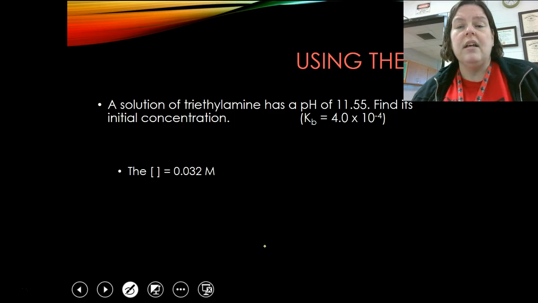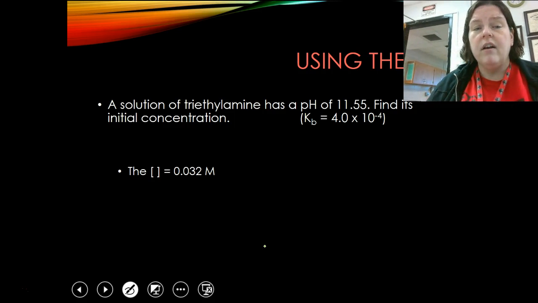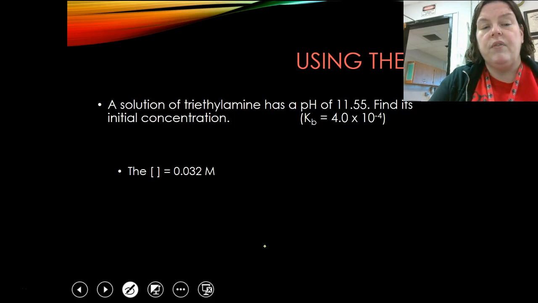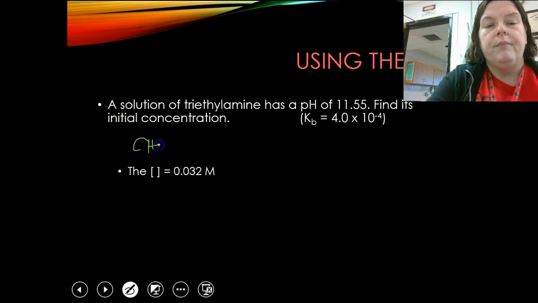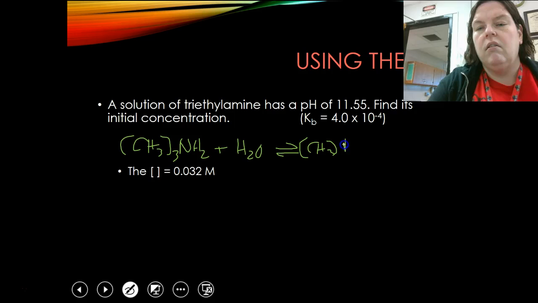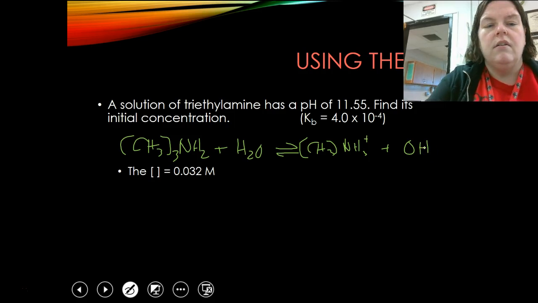So a solution of triethylamine has a pH of 11.55. Find its initial concentration, if the Kb is 4.0 times 10 to the negative 4th. It gives us an answer here, but let's see if we can figure out what the answer should be. Remember, we set up an ice table, so we have triethylamine plus H2O, and we get an equilibrium expression, and we get this triethyl thing with a positive charge, plus OH. So then we set up ice.